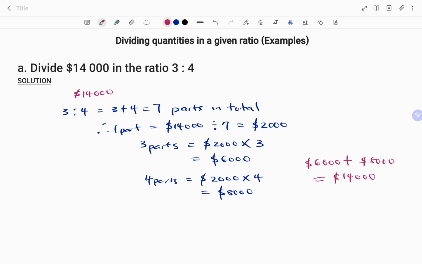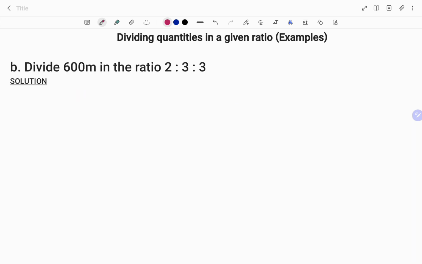Let's look at another example. In this second example, we are trying to divide 600 meters in the ratio 2 to 3 to 3. The quantity we are trying to divide is, sorry about the dollar sign, the quantity we are trying to divide is 600 meters. The ratio given is 2 to 3 to 3. We're going to find the sum of our ratio. 2 plus 3 is 5. 5 plus 3 is 8 parts in total.